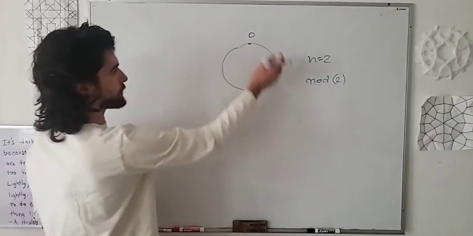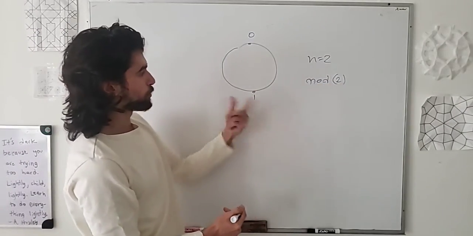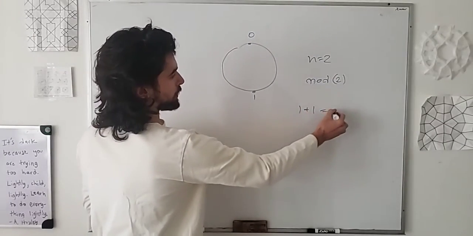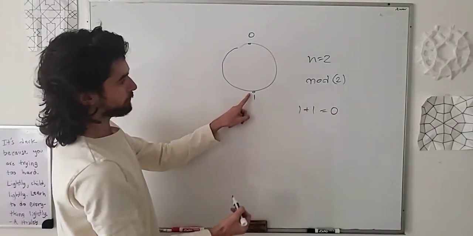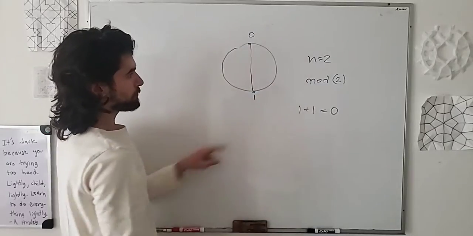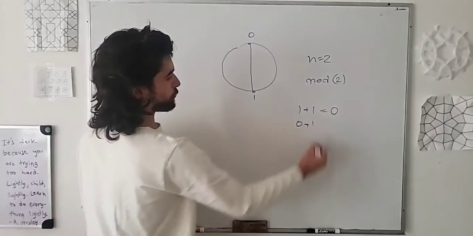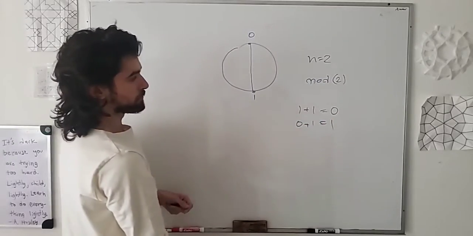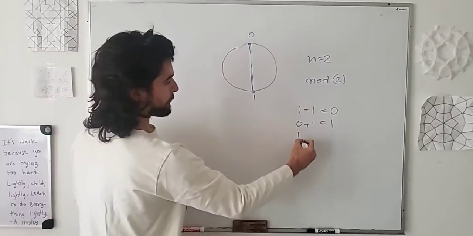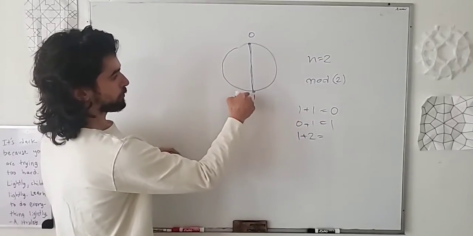Mod 2, that means that if we have these two labels, we can't get further than 2. So if we're adding numbers, if we go 1 plus 1, that's going to be 0, because from 1, we're going 1 point over, so we get to 0. If we say 0 plus 1, of course that's 1, right? 0 goes to 1. But what if we say 1 plus 2? What's that going to be equal to? Well, we'll start at 1. We go then 1.